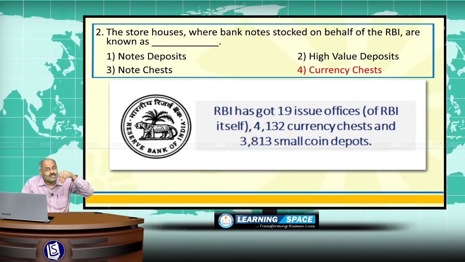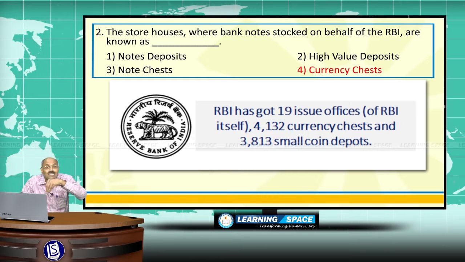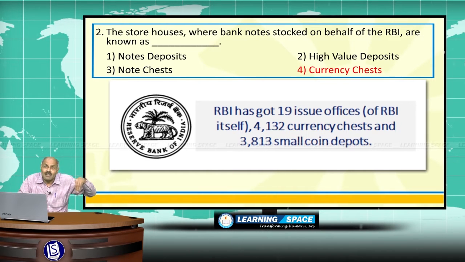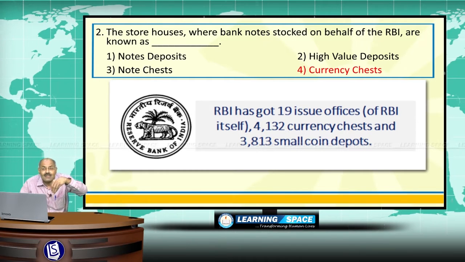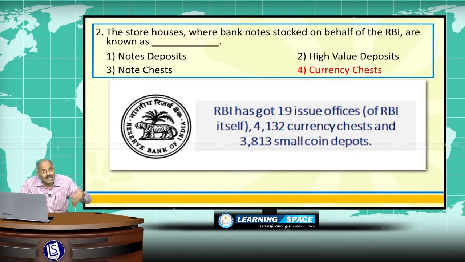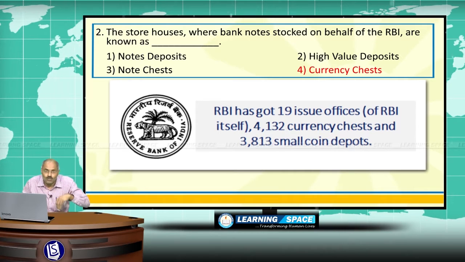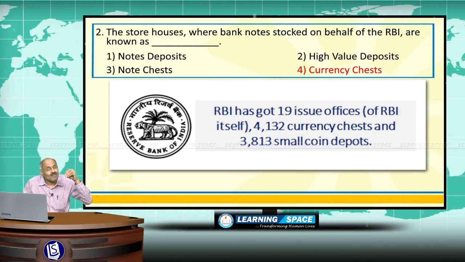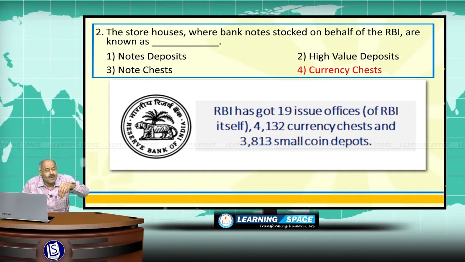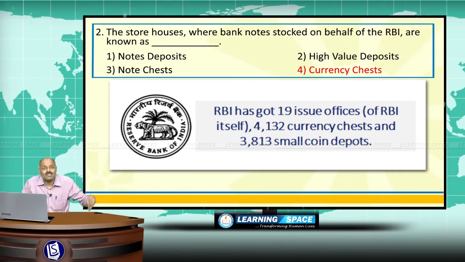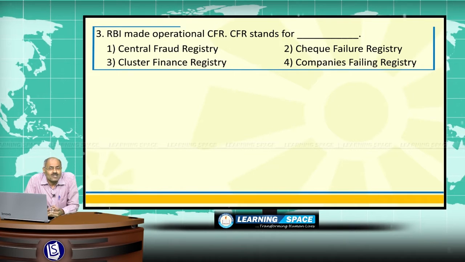Then 4,132 currency chests. They are maintained by various banks on behalf of Reserve Bank of India, and 3,813 small coin depots, right? So, when someone says currency chest, that is the prerogative of Reserve Bank of India, but some bank will maintain it.